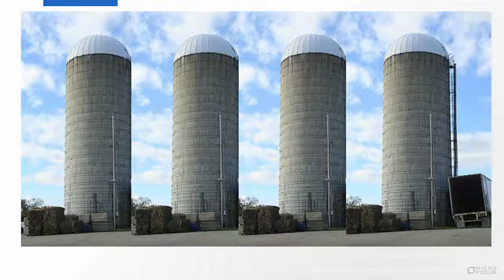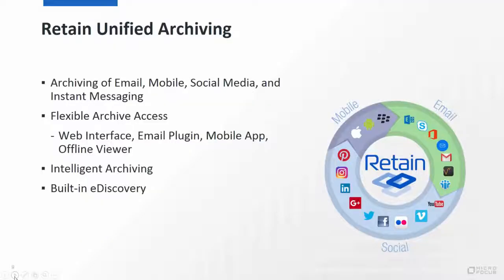And so that's one of the things that we try to solve with what we call Retain Unified Archiving, which is taking all those silos of data and getting them into one central archive. And that's why we call it Unified Archiving, is that we can take all of your email, your multi-platform email, your mobile communication data, your social media and instant messaging, and put that into one central archive that is easily accessible.